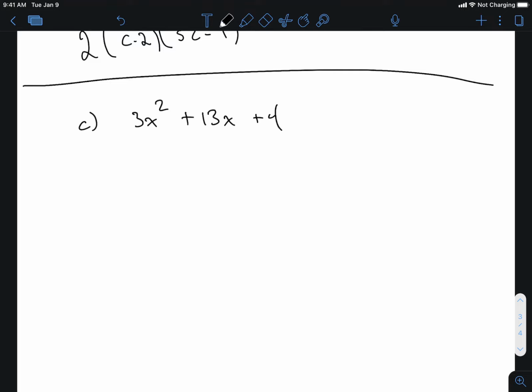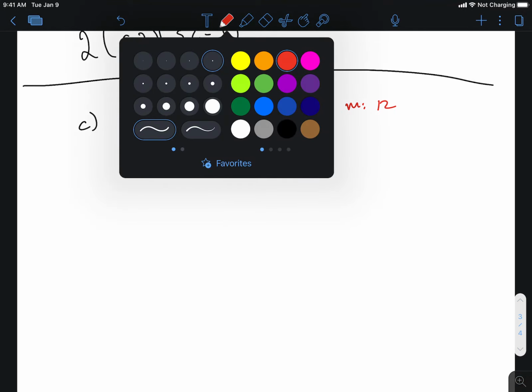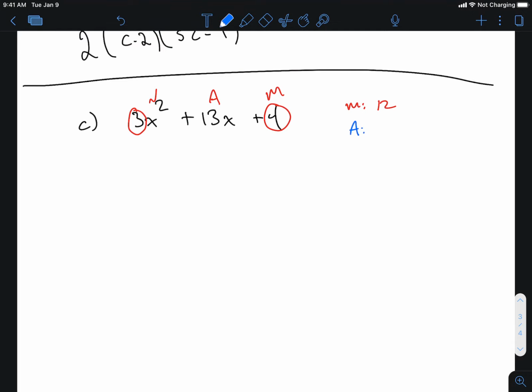So, your first question is, can you common factor anything out of there? I don't really see anything common between all 3 of these. So you're kind of stuck, which means you're back to M, A, and N. So you're going to need 2 numbers that multiply to 3 times 4, which is 12, and they need to add to 13.